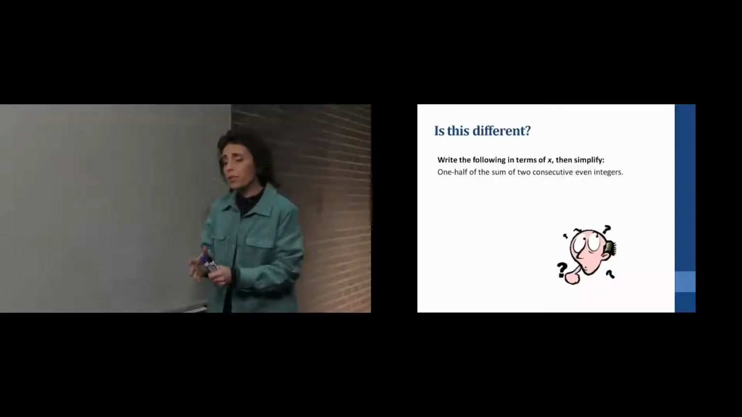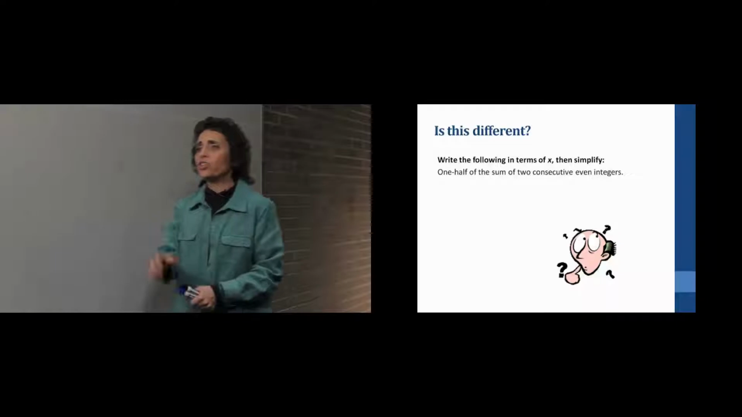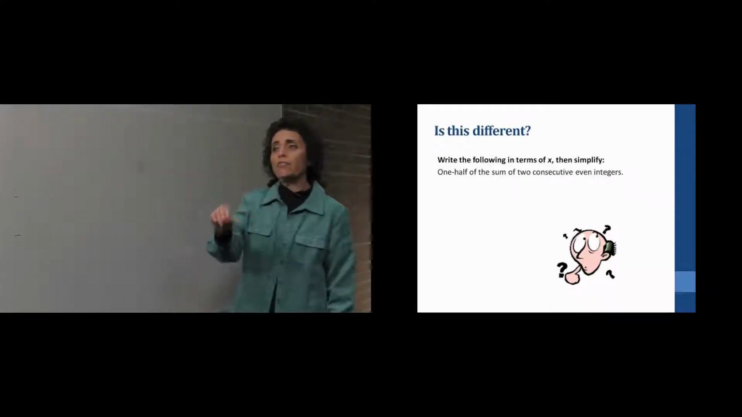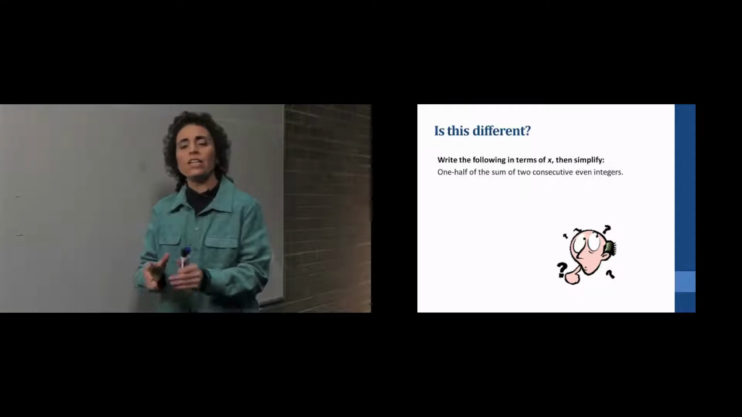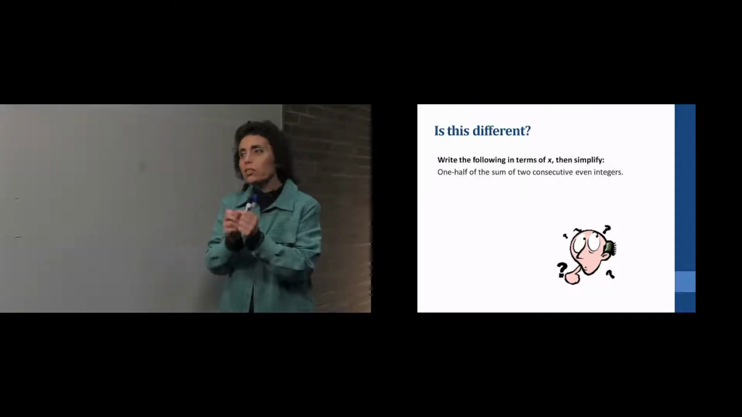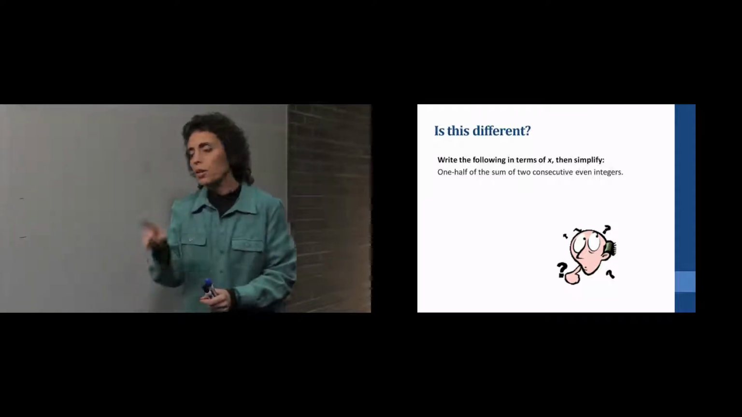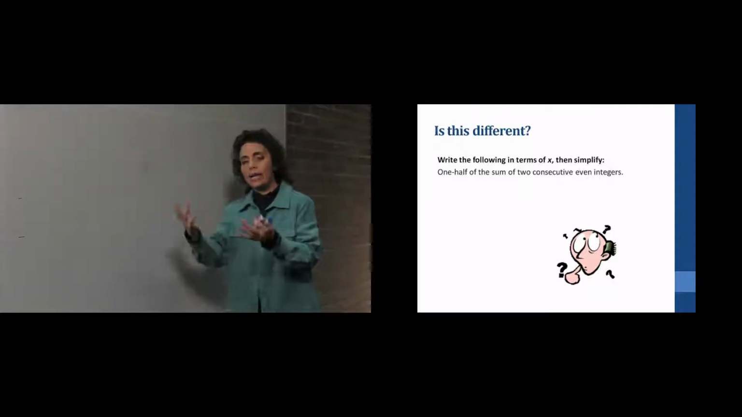Take a look at the slide in front of you, which is also in your workbook. It says, write the following in terms of x, then simplify. 1/2 of the sum of 2 consecutive even integers. I want you to think about how this is different from the other problems we already did. So take a moment to think about that, write it down, and click back when you're ready.